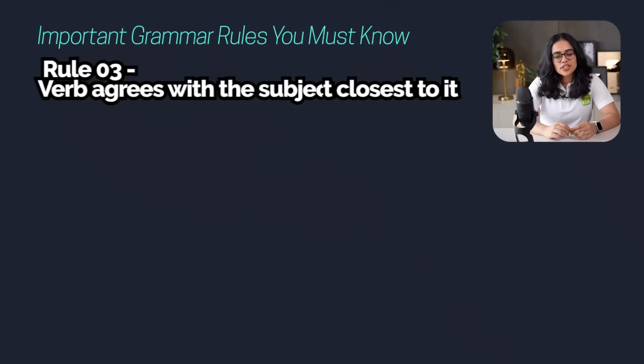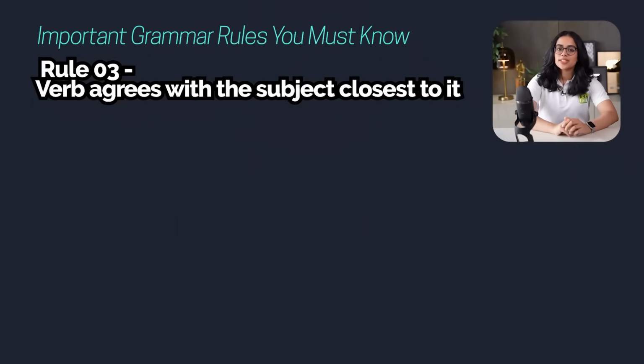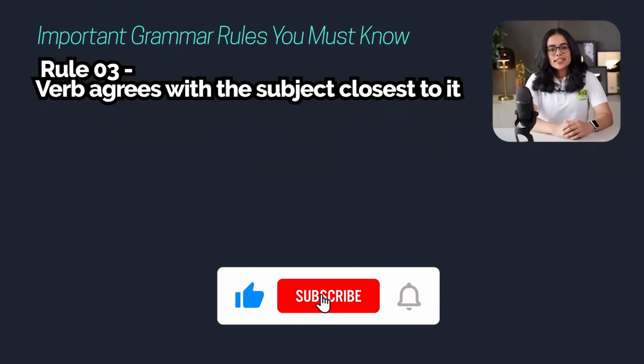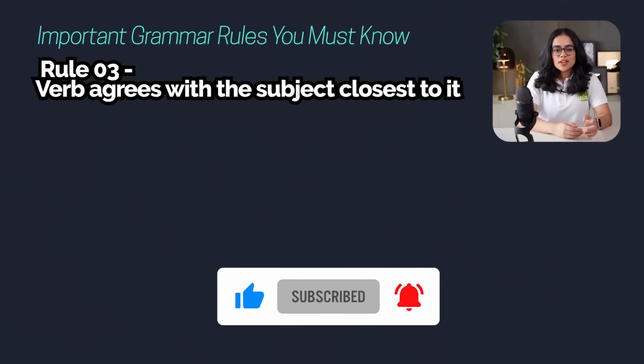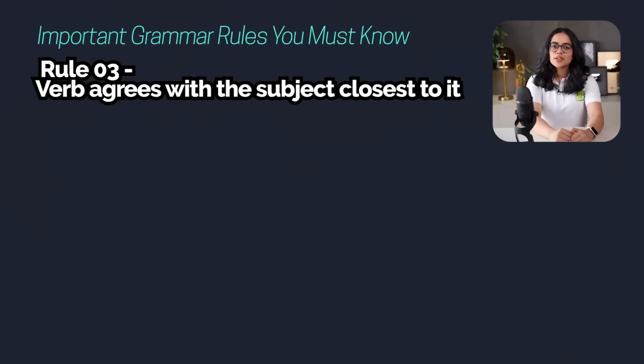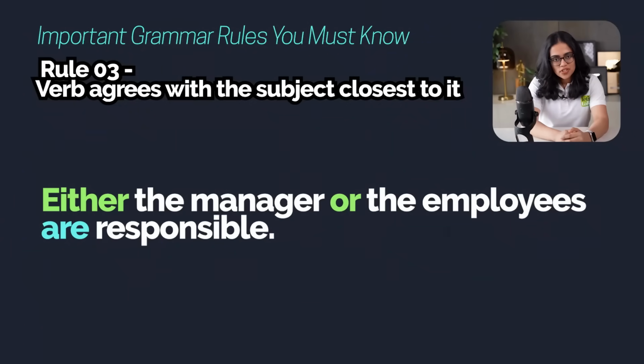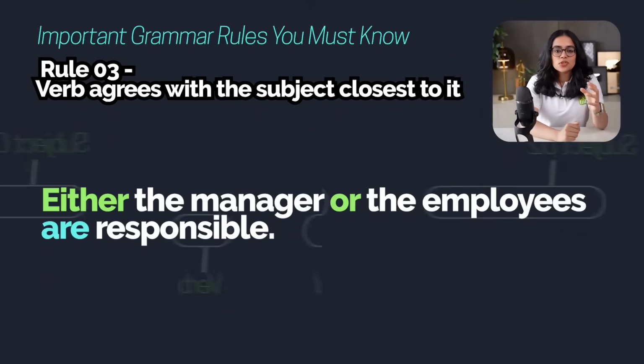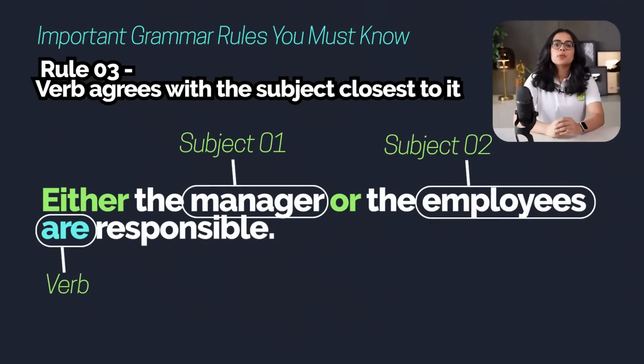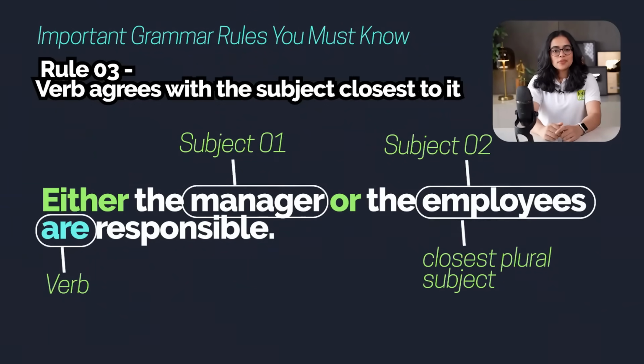Now let's move on to rule number 3, and this is a very important rule. Verb agrees with the subject closest to it, and this rule applies to both the structures, either or and neither nor. First, let's look at either or. Either the manager or the employees are responsible. Now, which is the closest subject to the verb? The verb is are, and the closest subject is employees. And employees is plural, so the verb also has to be plural. We cannot say either the manager or the employees is responsible. That would be incorrect.